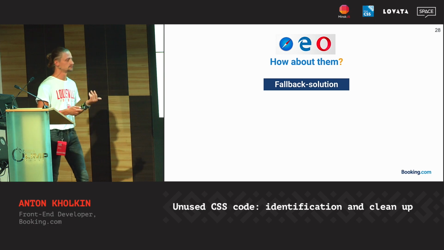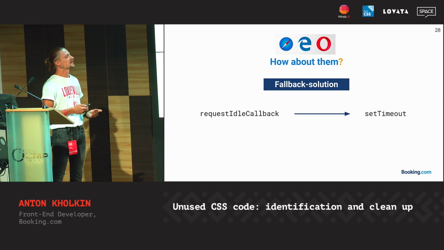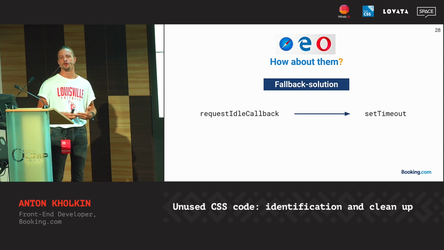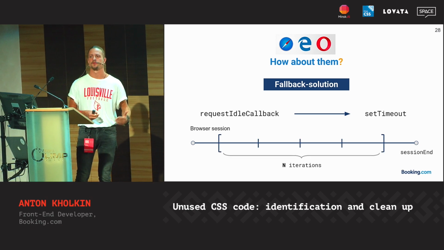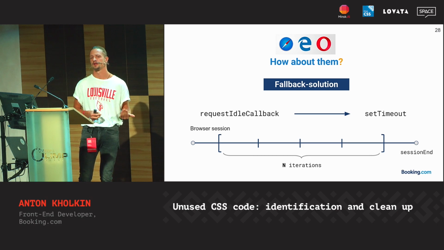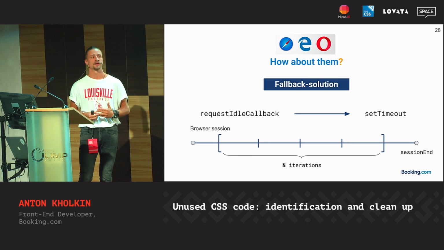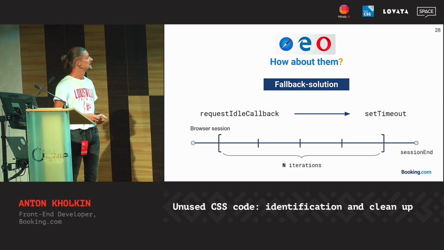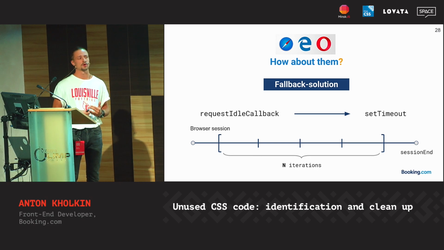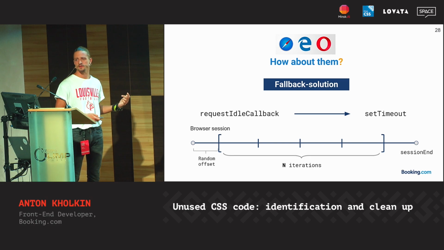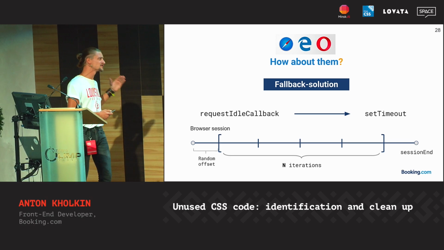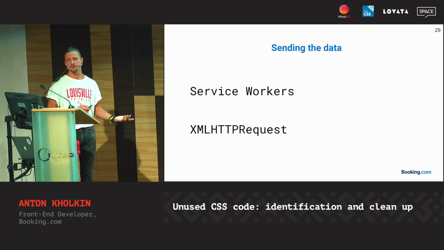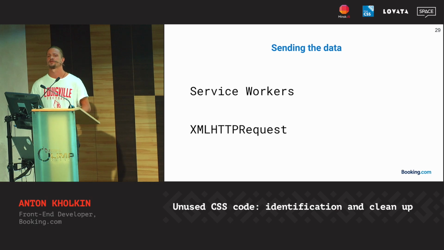We had to come up with a fallback solution, which is kind of the same approach, but we degrade some things that are not supported in this browser. So request idle callback falls back to setTimeout, but with an important limitation. Of course, we cannot afford testing as aggressively as we do with request idle callback, because setTimeout has no idea about the frame time, and so we can cause a lot of jank and hurt the user experience. We decided to do N iterations within one browser session, putting in a random offset of the session time: the page is loaded, we wait a random time, and start testing. And at the end, when we have the data, we send it in the most efficient way we can.